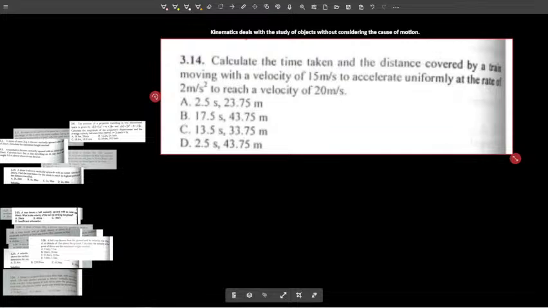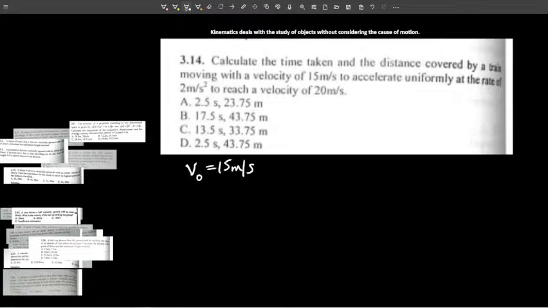It says calculate the time taken and distance covered by a train moving with a velocity of. Okay, the train is moving with a velocity of. These questions are just too simple. Maybe I think there are some tougher ones here. Maybe I'll pick that next. So the train is moving with a velocity of this. So that's the initial velocity of the train, V naught, which is 15 meters per second.